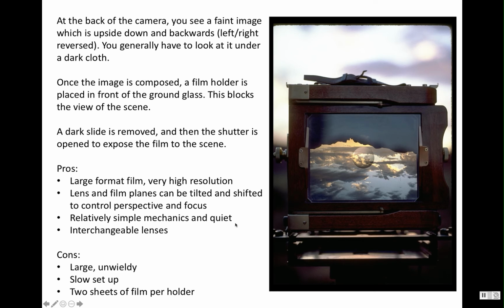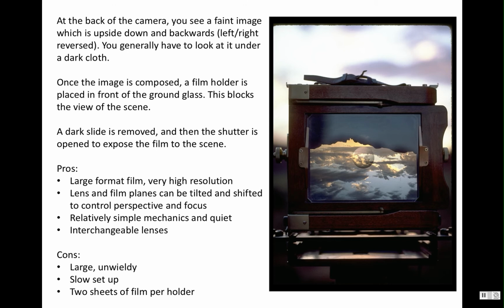You have a very large format film, 4 by 5 inches, 8 by 10 inches, even larger, which gives you very high resolution. Those film planes and lens planes can be tilted and shifted to control perspective and focus. It's a relatively simple mechanical camera and is therefore fairly quiet in its use. And you can also interchange the lenses.